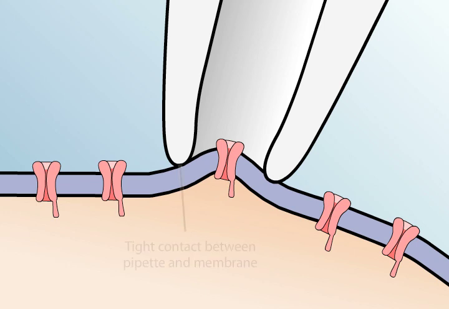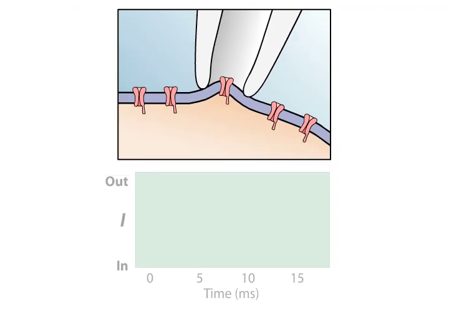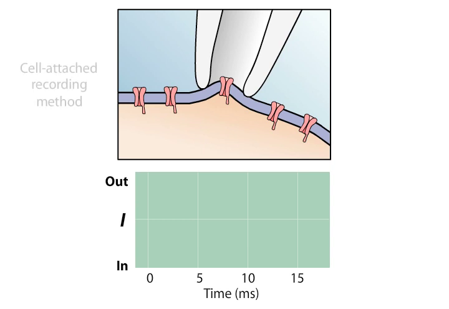membrane becomes so tight that no ions can flow between the pipette and the membrane. Thus, all the ions that flow when a single ion channel opens must flow into the pipette. The resulting electrical current, though small, can be measured with an ultra-sensitive electronic amplifier connected to the pipette. This arrangement is the cell-attached patch clamp recording method.